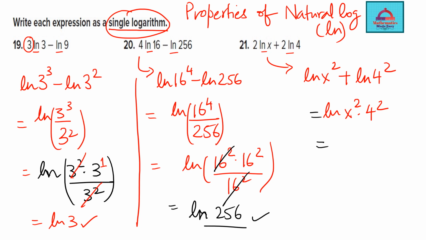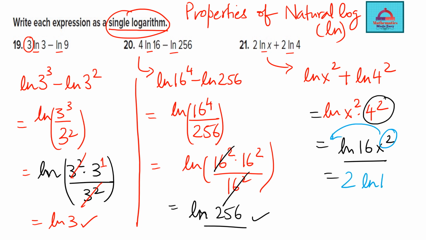Let's come to the last one. So ln 4 square is 16, so 16x square. This is a single logarithm, or you may just add one more step, apply the power property. So 2 is in the power, it comes down. When this 2 comes down, it gets multiplied. So 2 ln 16x. That can be your final answer.